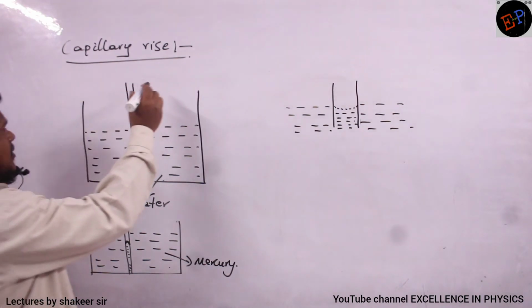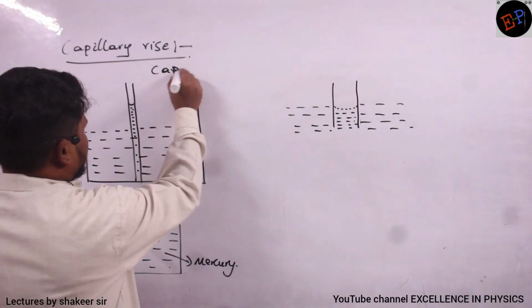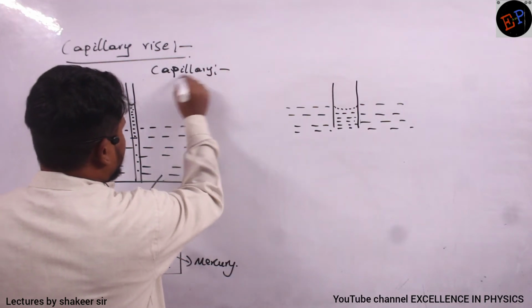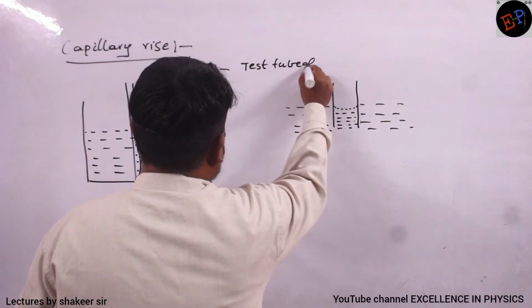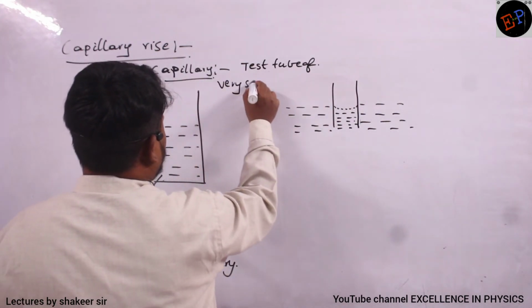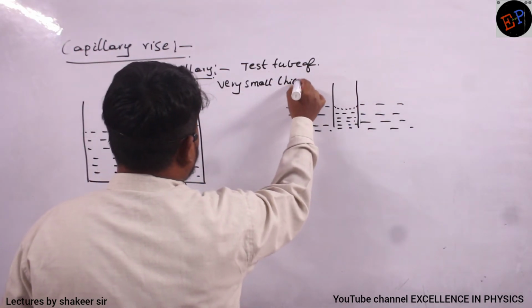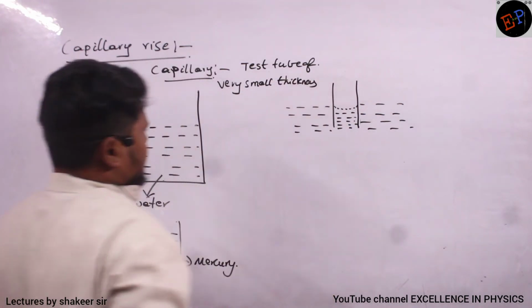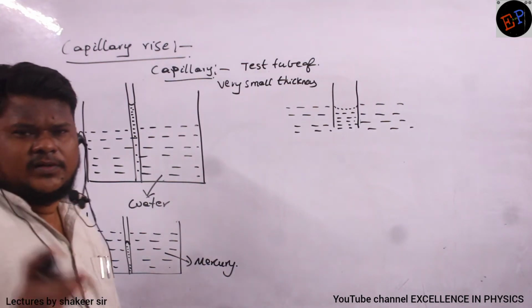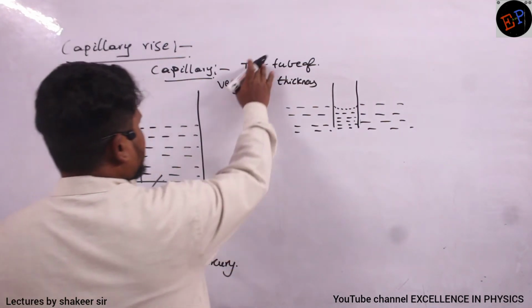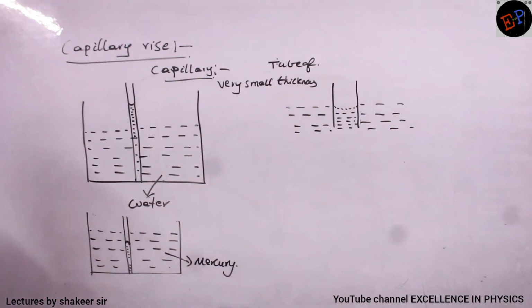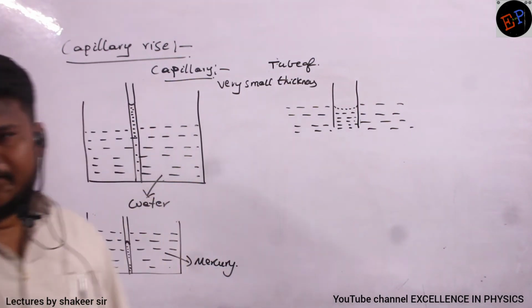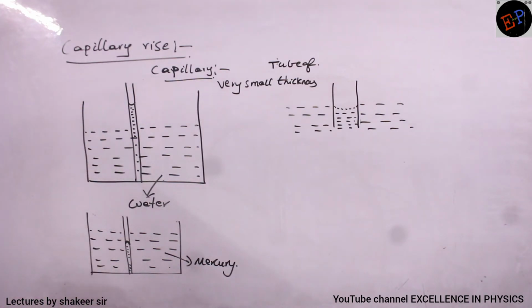So what is meant by capillary, first of all? Capillary means a test tube of very small thickness. So a test tube whose thickness is very, very small. And a test tube we cannot say, just you can call it a tube, that's it. Tube of very small thickness. And it is not closed on one side, it is open on both the sides. It is open on the lower side also, open on the upper side also.